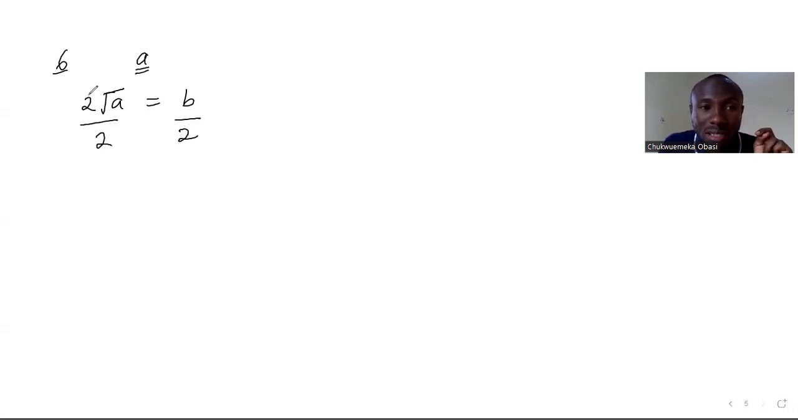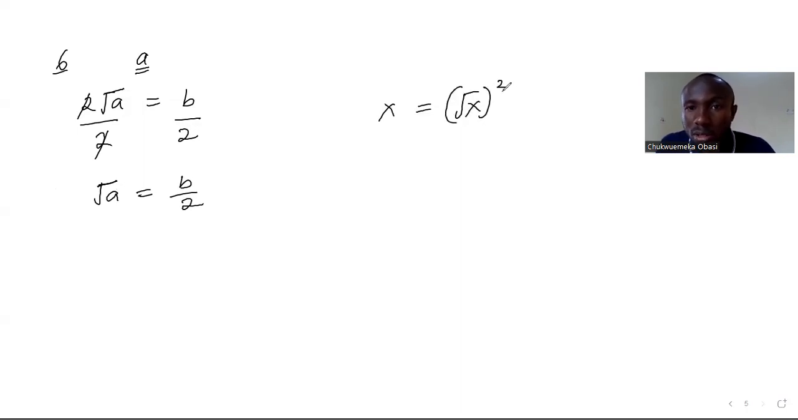The reason for doing that is that we cancel out these 2s. Then you have root A is equal to B over 2. Now you want to get rid of this square root. For instance, x itself can be written as square root of x all squared, because the square will always cancel out the root. So to get rid of a square root, we square both sides. And to get rid of a square, we take the square root of both sides. They are inverses of one another.